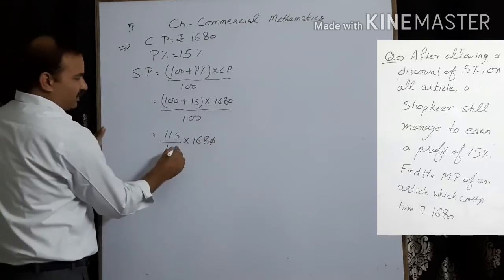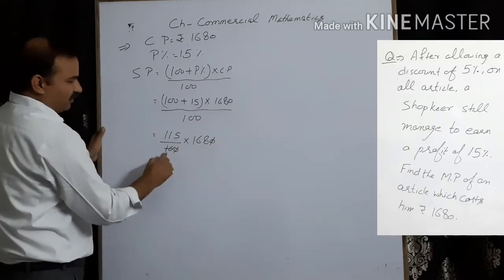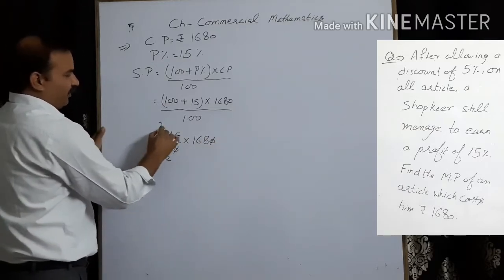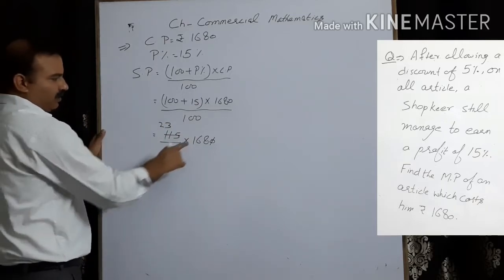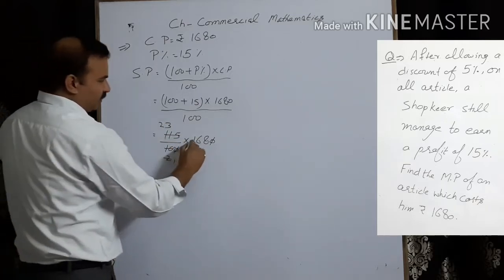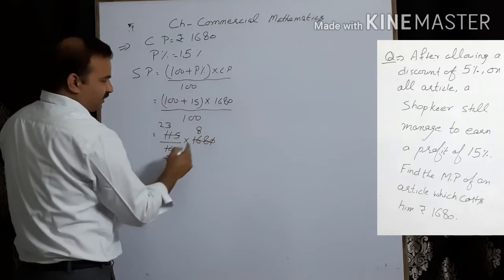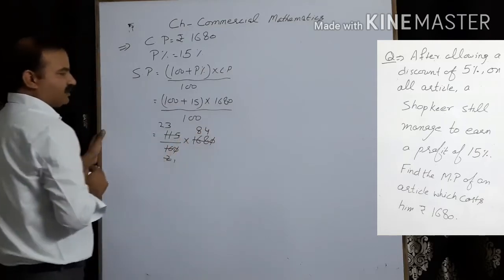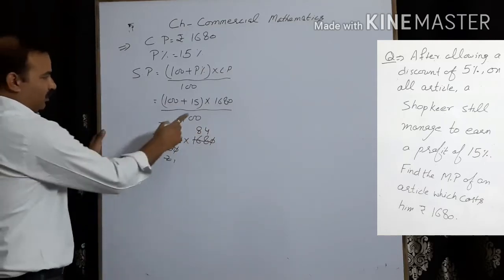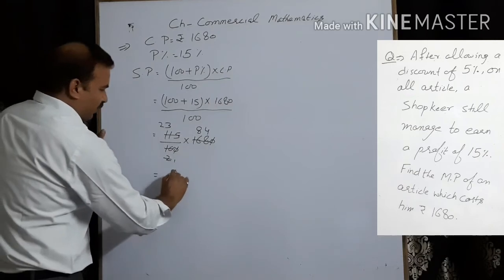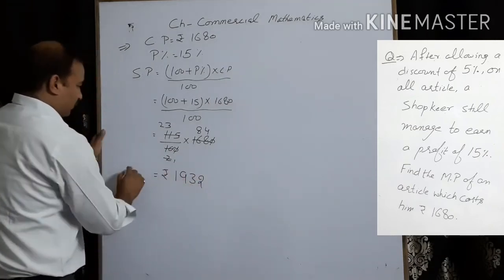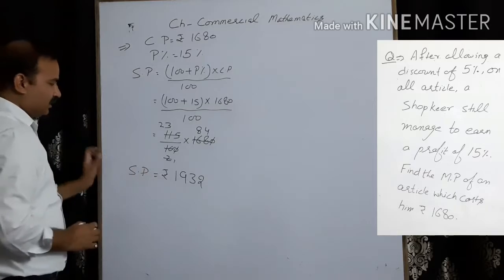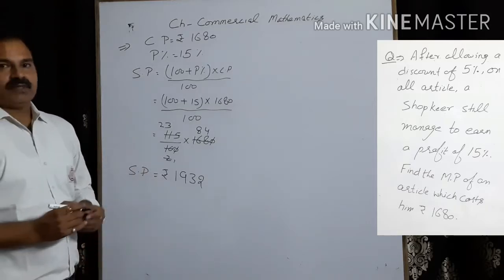Now 0 cancels with the 0. Now cancel with the 5. 5 2s are 10 and 5 3s are 15. This becomes 23. Now cancel with the 2. 2 1s are 2, 2 8s are 16, 2 4s are 8. Now let us multiply. So this will become 1932. Now this is the selling price.